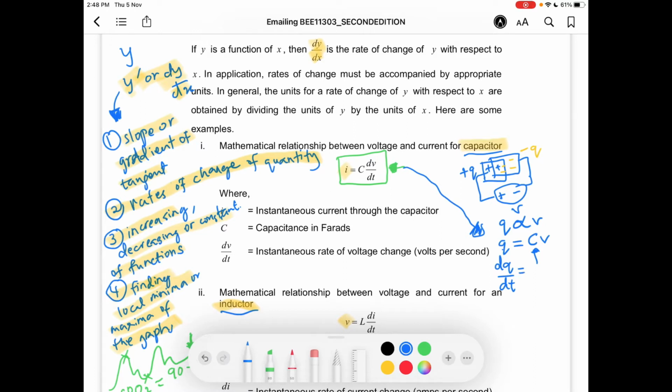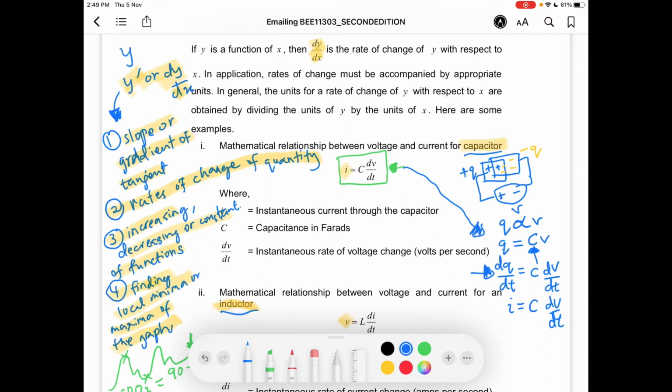Okay, so dq over dt. The C is constant, so we only differentiate the voltage, giving dV over dt. And to your knowledge, dq over dt is actually I. So that is where this formula comes from. Okay, so this is the fundamental of it.